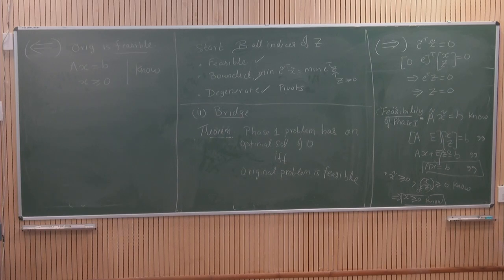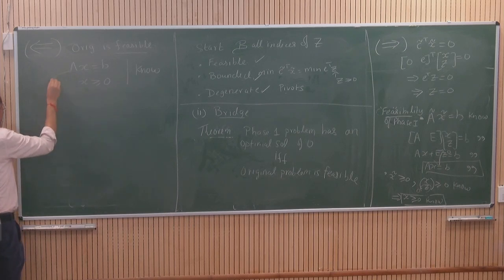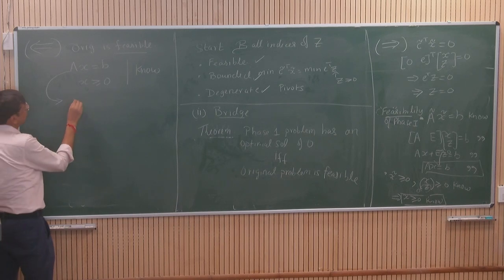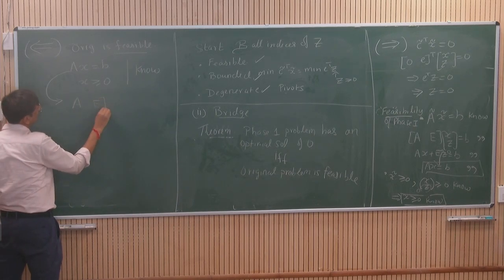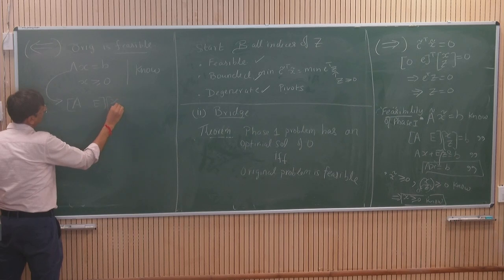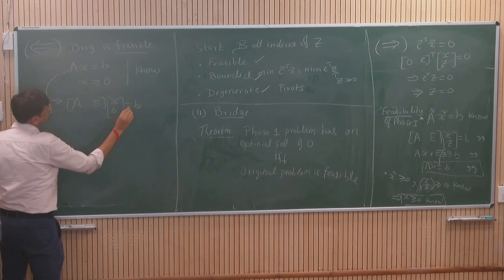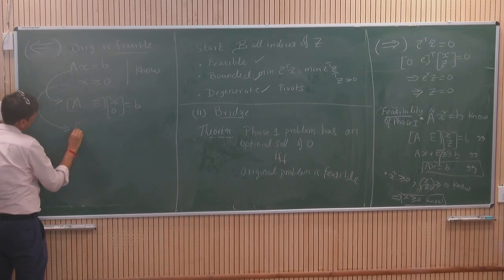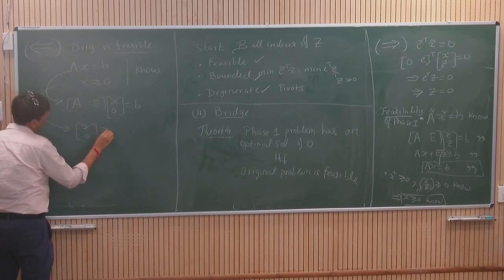Yeah, we have to somehow bring x tilde into play, right? Because the phase 1 problem has x tilde and A tilde rather than A. So we know this, and I'm going to try to write it in the form of the phase 1 feasibility conditions. So I can write this as A, E times x and 0 is equal to b. And I can also write this as x and 0 greater than or equal to 0.